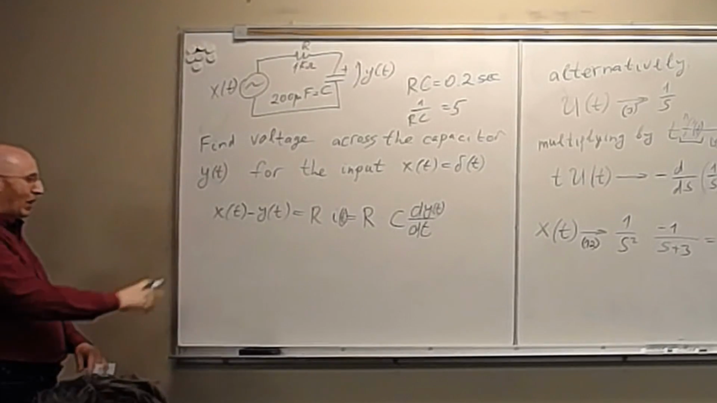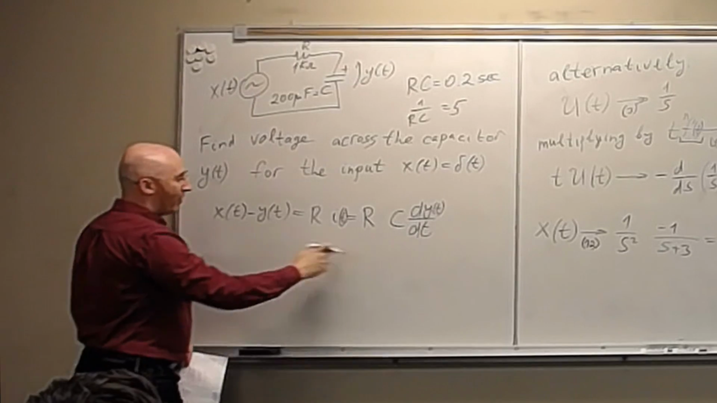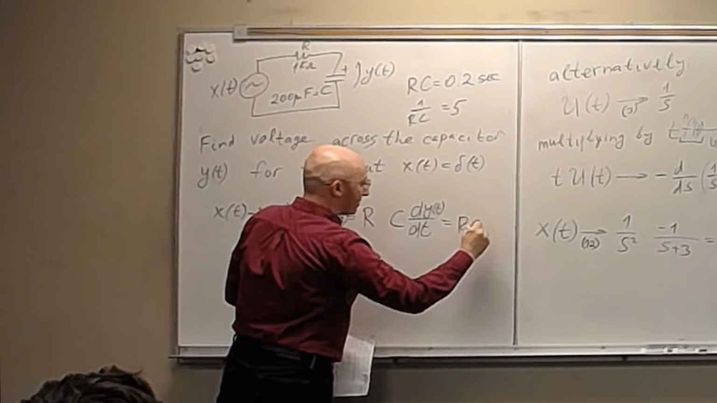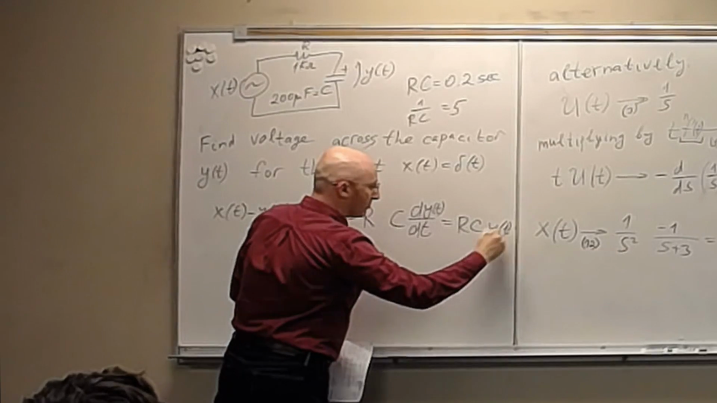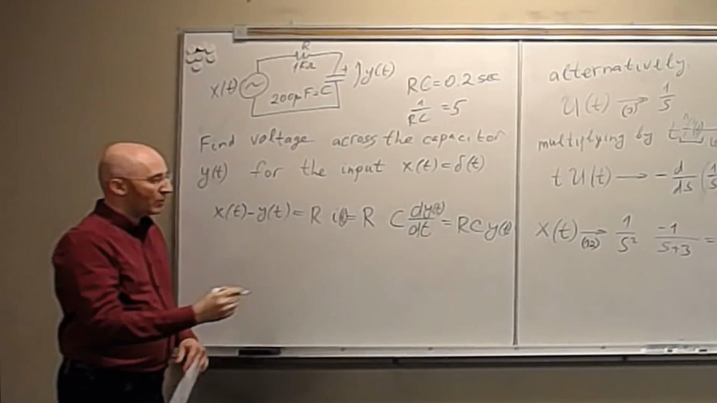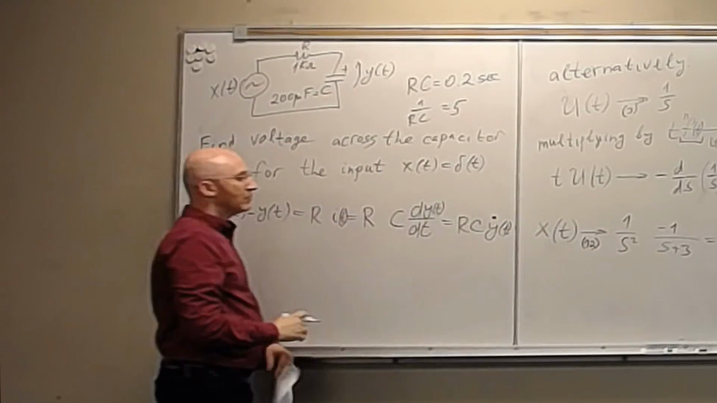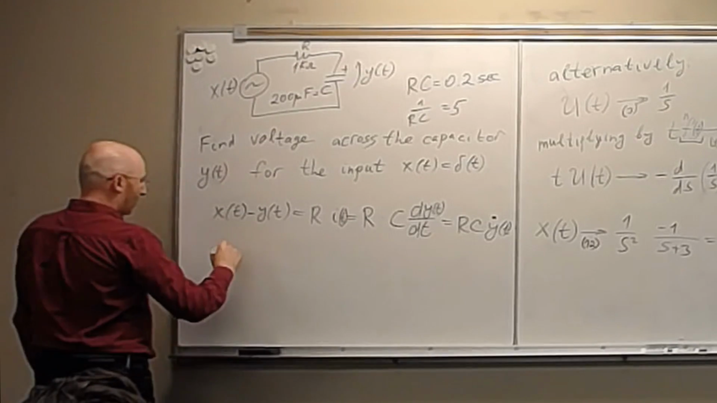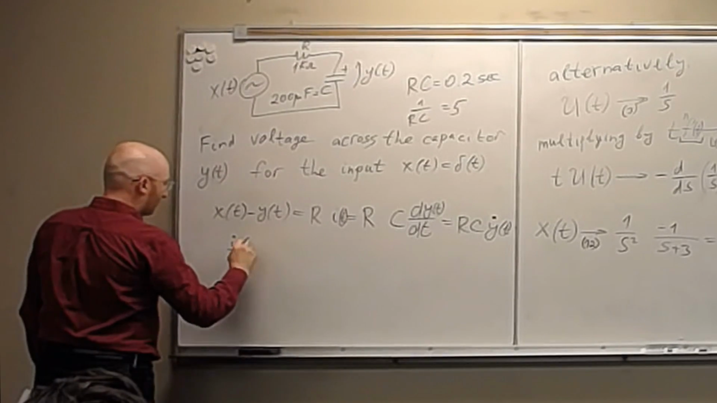Now we have a relation between y and the derivative of y. Right, it's RC times the derivative of y with respect to time. Okay. We have a differential equation with input x and output y, which shows the relation between all of those things. Okay? So this is our differential equation.